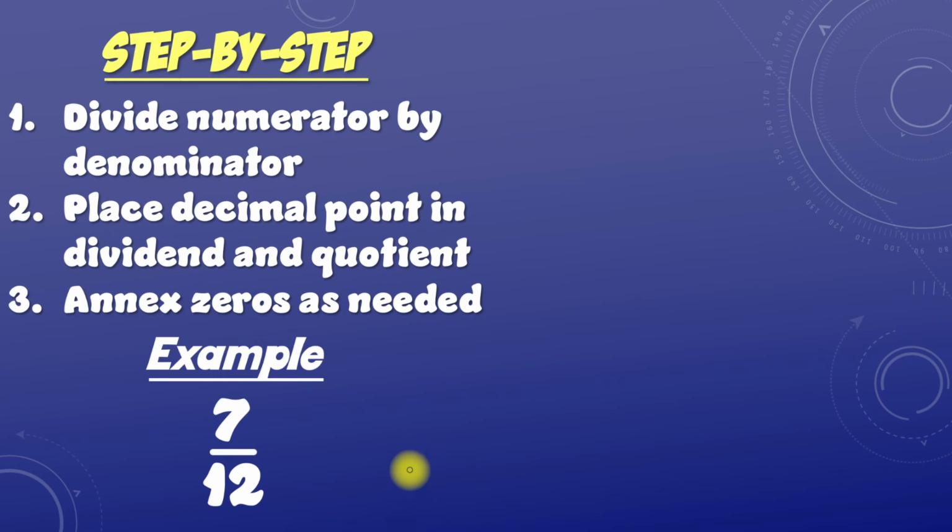In this video, we're going to take this fraction and convert it into its equivalent decimal form. In order to do that, we need to follow these 3 steps. Step number 1 is to divide the numerator by the denominator. In case you don't remember, this number on top is the numerator. And this number in the bottom of the fraction is the denominator.